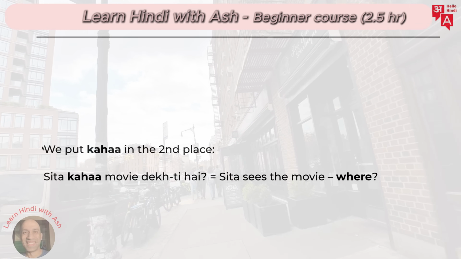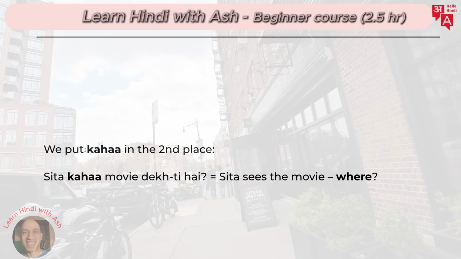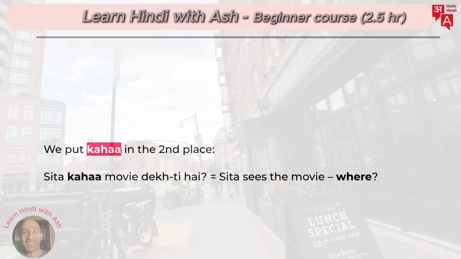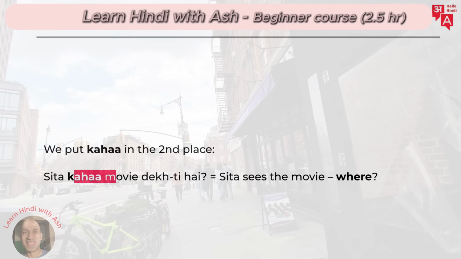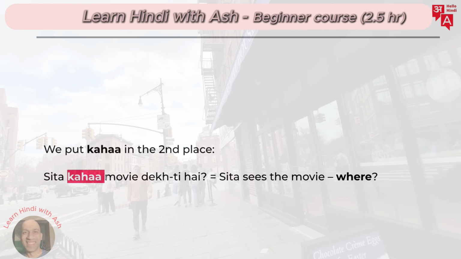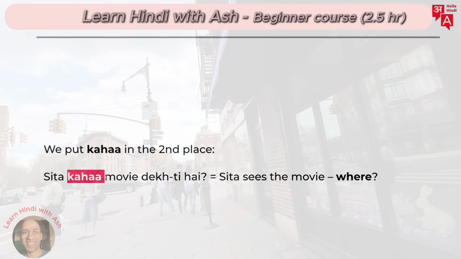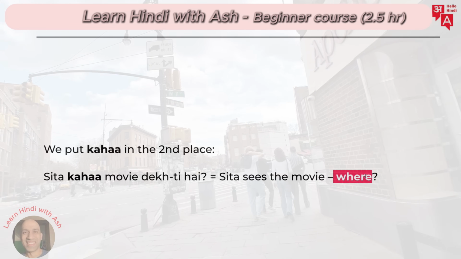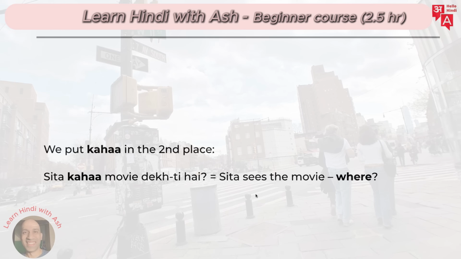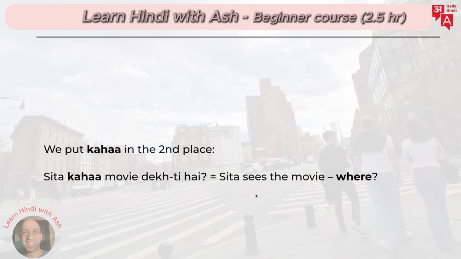Now here's the structure of the sentence. Whatever structure you've got, just put Kahaa in the second place. So here's the second place here. Sita Kahaa movie dekhti hai. What does this mean? Sita sees the movie where? Basically you're asking in English, where does she see the movie?